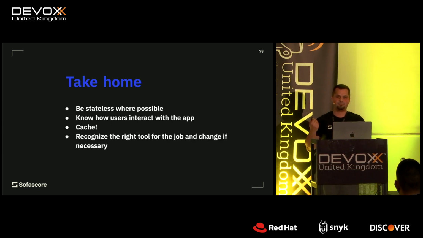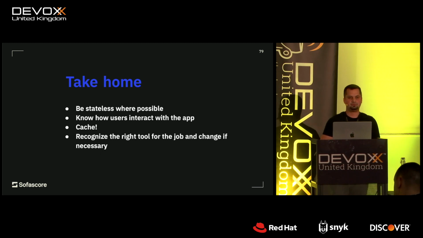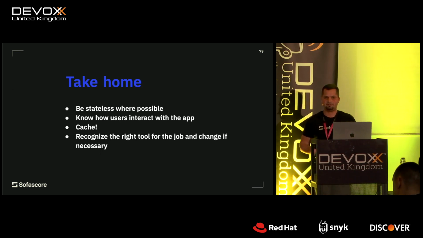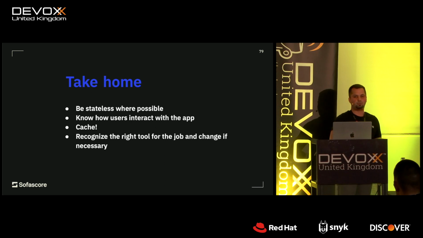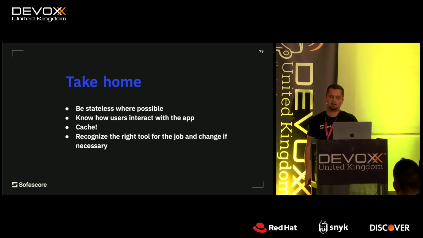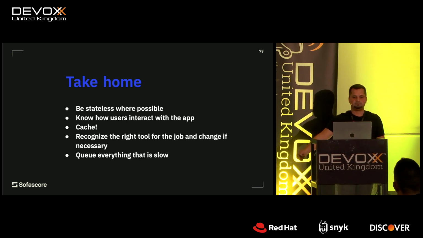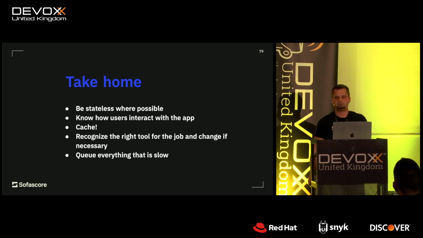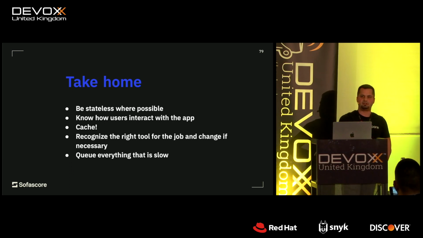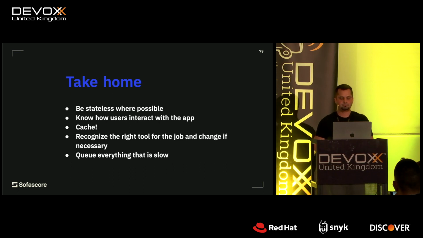And also, you have to recognize the right tool for the job and change if necessary. If we didn't switch to Postgres, we wouldn't be able to scale to this level of users that we now have. And also, queue everything that is slow. That's a given. For any major application, for any serious system, you have to have everything fast, and everything that is slow has to be in a queue.